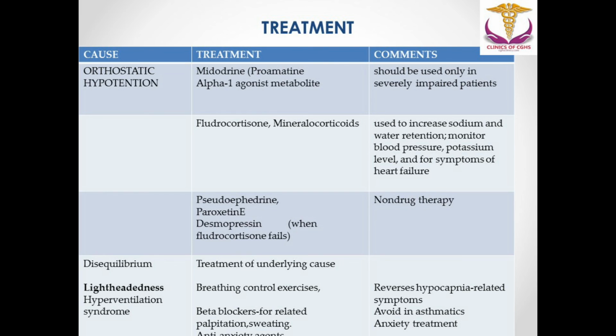Treatment of disequilibrium involves treatment of the underlying disease condition like peripheral neuropathy or Parkinson's disease. Lightheadedness due to hyperventilation syndrome needs breathing control exercises, which involve rebreathing into a small paper bag, which causes reversal of hypocapnia related symptoms. Beta blockers may be used to treat associated symptoms like palpitations and sweating, and are not for use in patients with asthma.